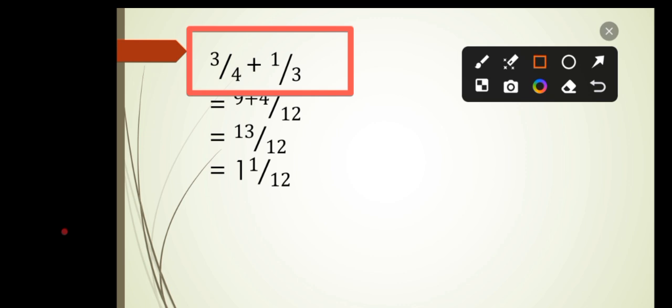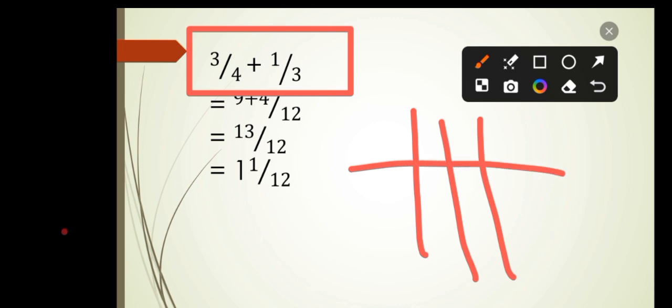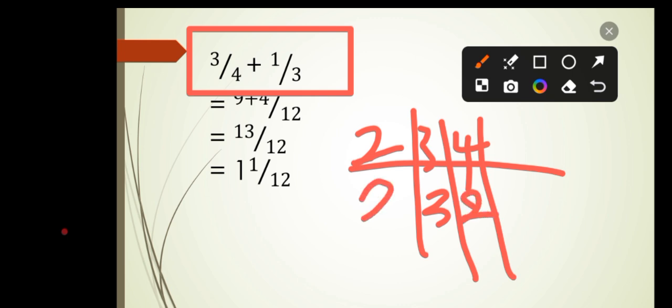The LCM of 4 and 3 is 12. So how do we get 12 as the LCM? 3 and 4. As I showed you earlier, 2 into 3 cannot go, so you just bring down the 3. 2 into 4 will give you 2. 2 into 2 gives you 1.